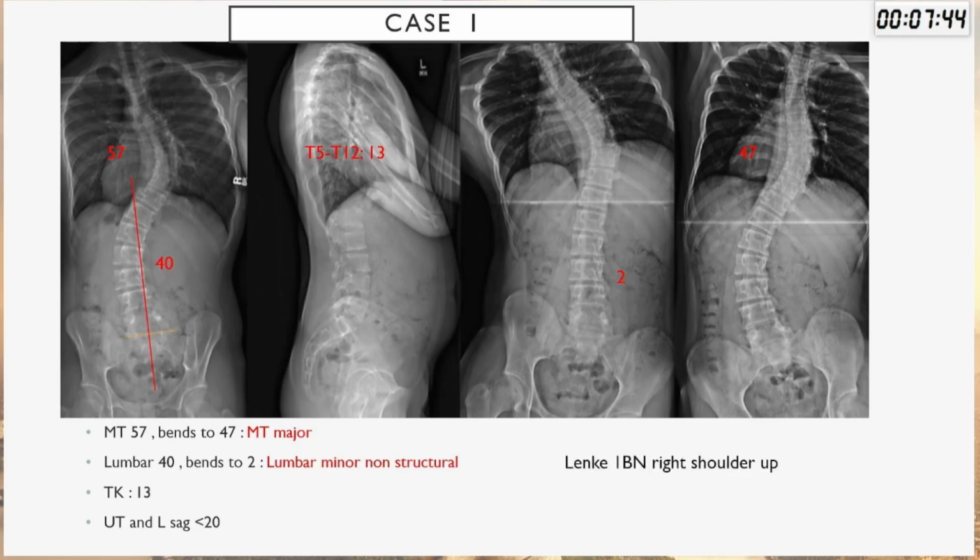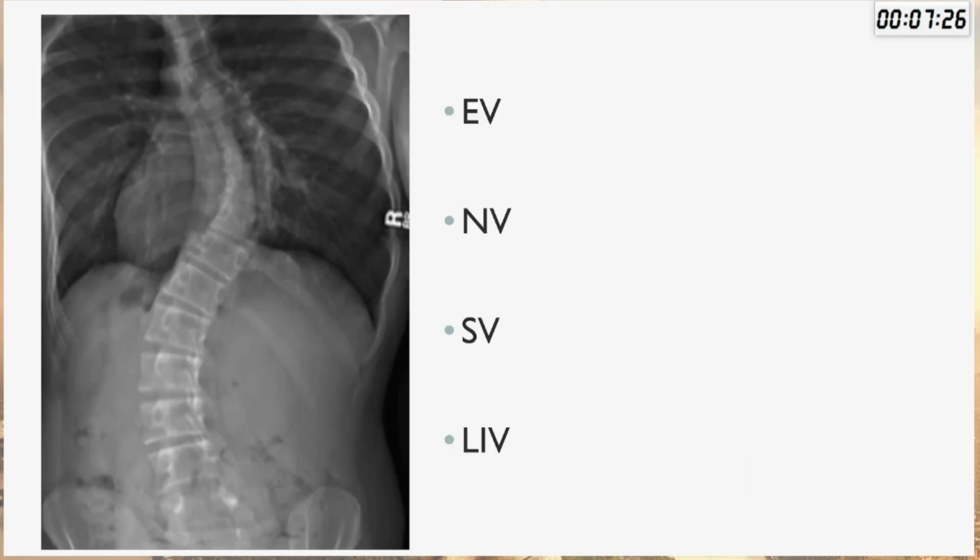So to go again with what Dr. Ahmed told us about Kokkonen: it's a right curve with the right shoulder up. So this is the classical scoliosis case. It's a 1BN, right shoulder up. So now, decision making. You have to choose the end vertebrae, neutral vertebrae, stable vertebrae. What is your UIV and LIV?